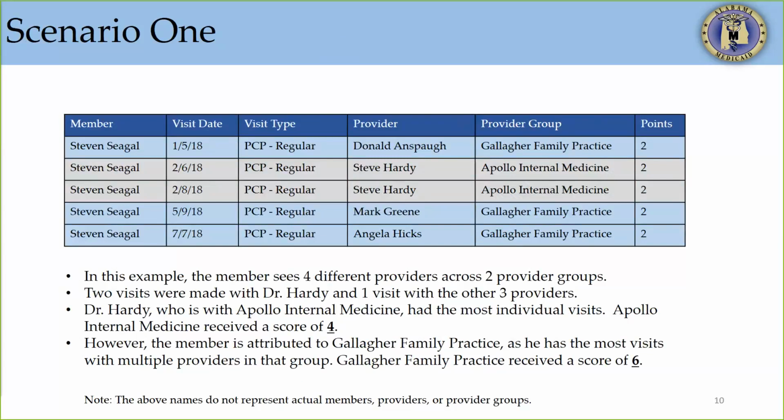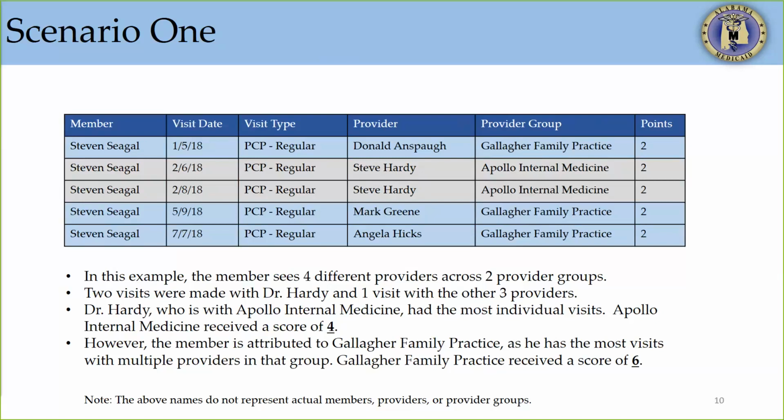So for scenario 1, the focus for this example is on the frequency of visits. In this particular example, our member, Stephen, sees 4 different providers across 2 different provider groups. As you can see, 2 of these visits were made with Dr. Hardy, who is with Apollo Internal Medicine, and 1 visit is with each of the 3 other providers.